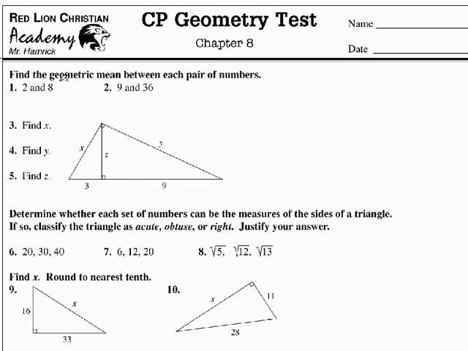We go. It says find the geometric mean. All right, so find the geometric mean. Do you remember the geometric mean? Okay, so it's where you put that proportion. You've got to put 2, x.